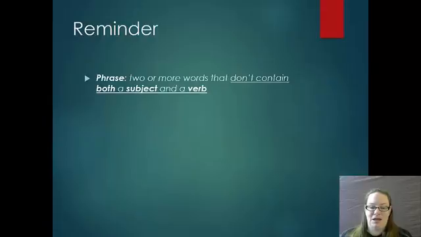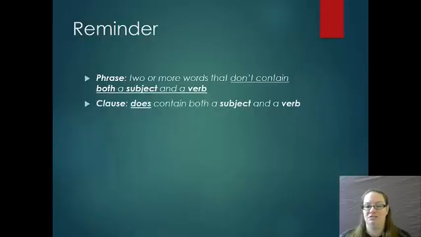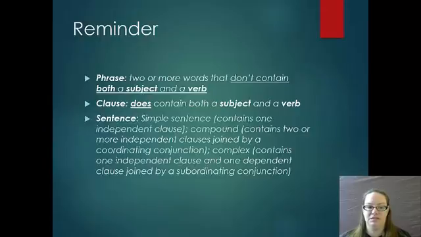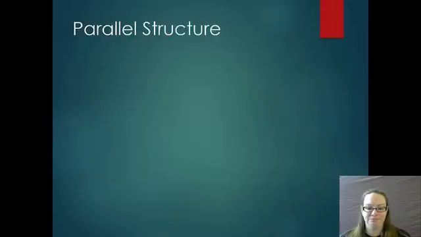Okay, so we've also already learned that a phrase is two or more words that does not contain both a subject and a verb, and a clause does contain both a subject and a verb. A simple sentence has one independent clause. A compound sentence has two or more independent clauses joined by a coordinating conjunction. And a complex sentence, which we haven't yet talked about in this course, contains one independent clause and one dependent clause joined by a subordinating conjunction. We'll talk about that more next week.